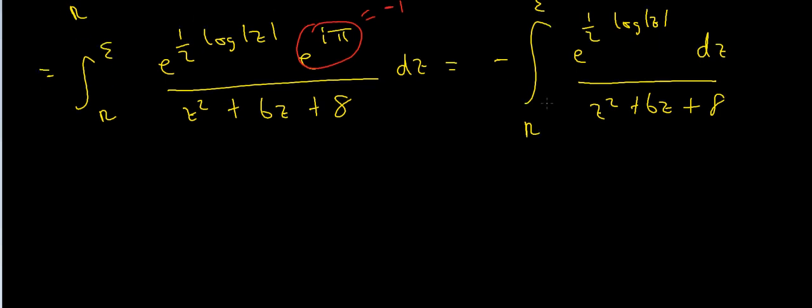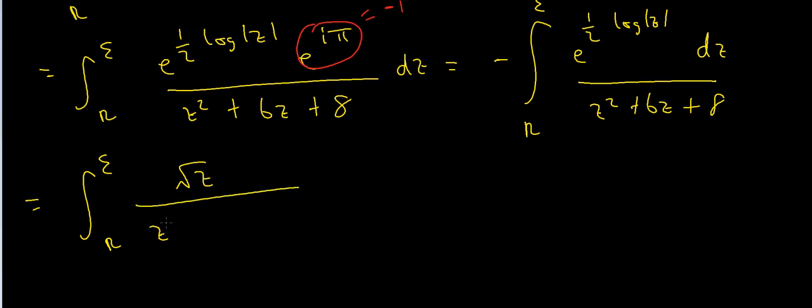Okay, and what is that? Well, if I swap the limits, then I introduce a negative sign. But once I introduce a negative sign again, that cancels out with the negative sign that's currently here. So what I end up getting is the integral from r to epsilon, but e to the 1/2 log z, well, that's just the square root of z, divided by z squared plus 6z plus 8 dz. So what I've ended up getting is the same integral as my first integral.